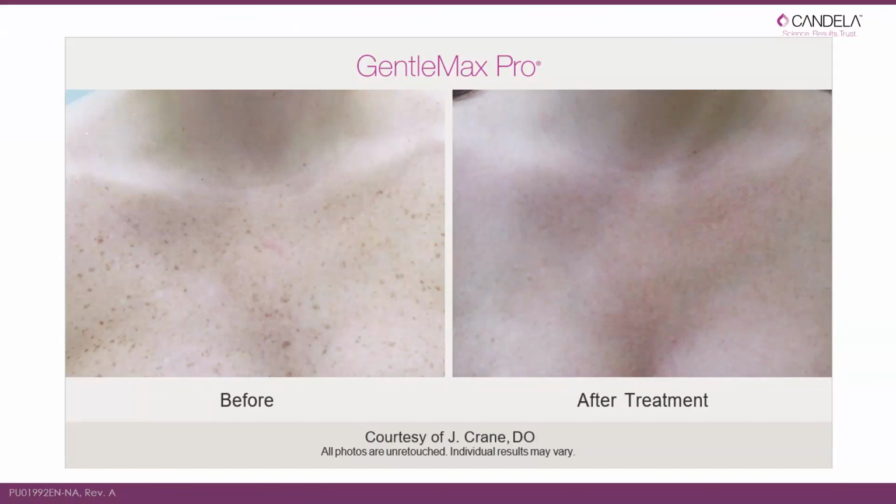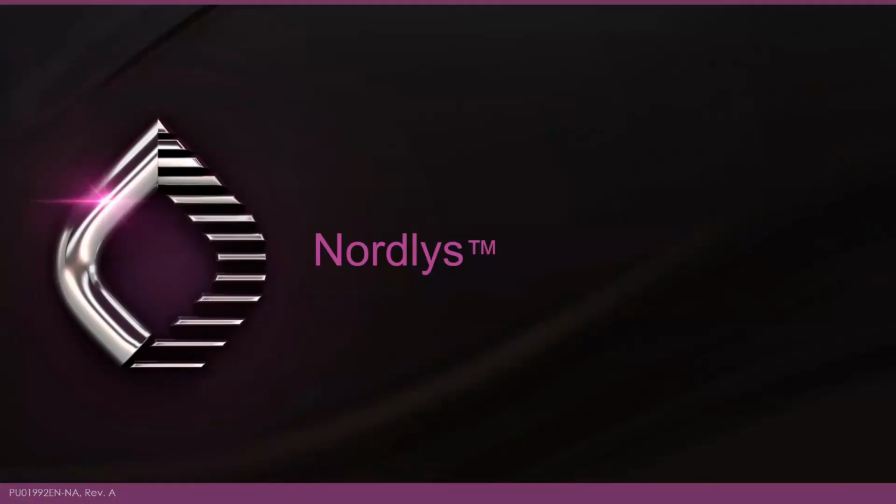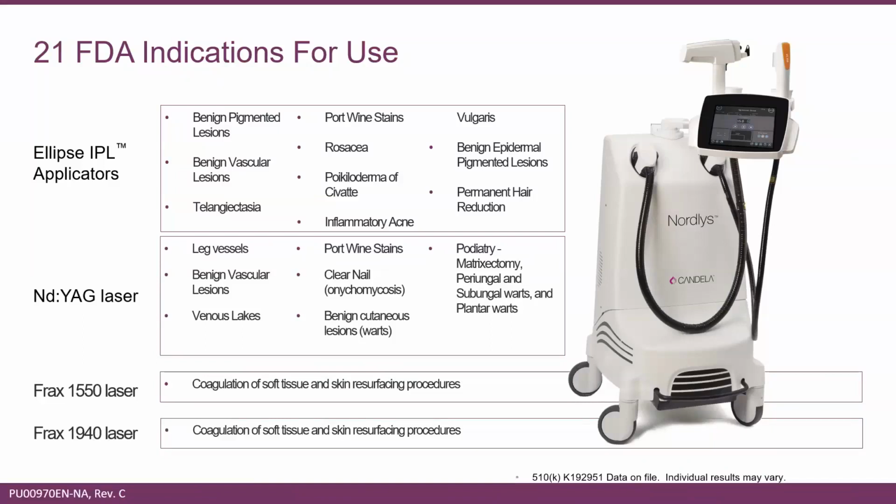The second system we can use for treating pigmented lesions is our Nautilus. It's a multi-application system, a combination of IPL and a long pulsed Nd:YAG, and it has 2 Frax handpieces as well. A large number of different indications. So today, obviously, we're looking at benign pigmented lesions. In one of our previous webinars, we were looking at vascular lesions and things like telangiectasia, port wine stains, rosacea, etc.